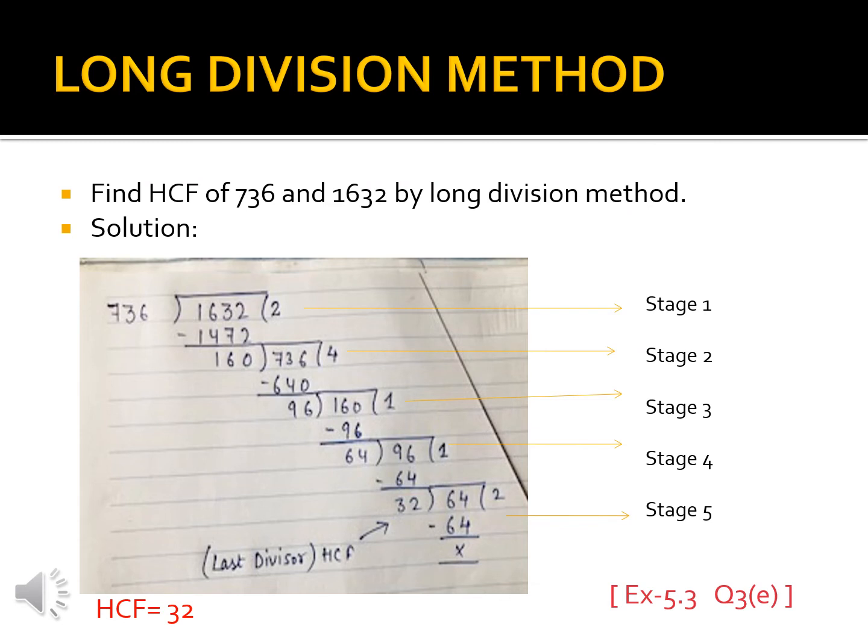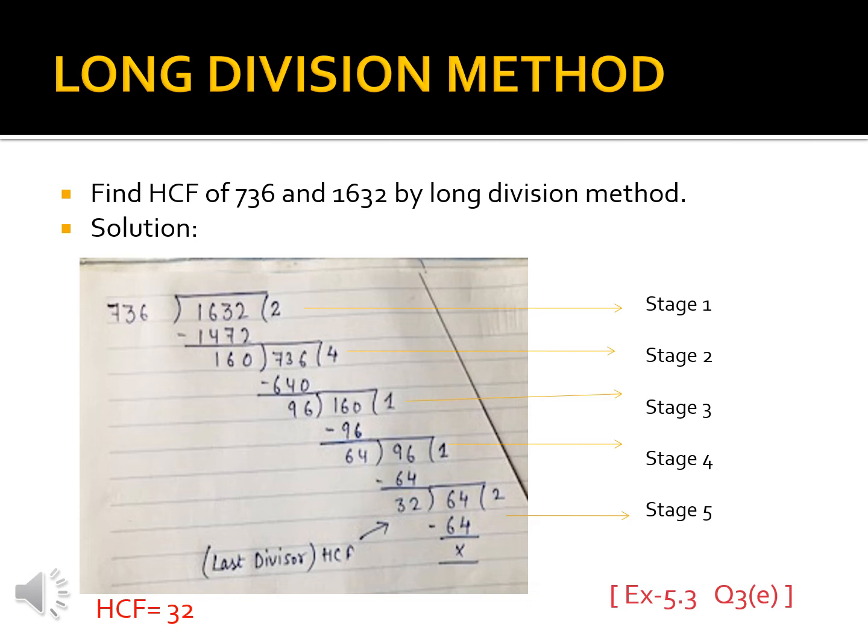So here is the example of long division method. Let us try finding the HCF of 736 and 1632. We have large numbers here, 3-digit numbers and 4-digit numbers, so we are selecting long division method for this. The very first step that we discussed is we make divisor and dividend. Dividend is the greater number and divisor is the smaller number.